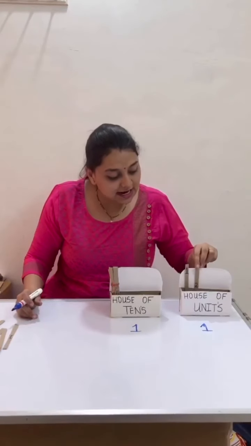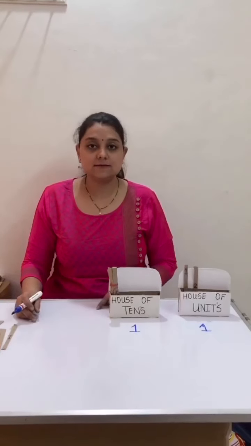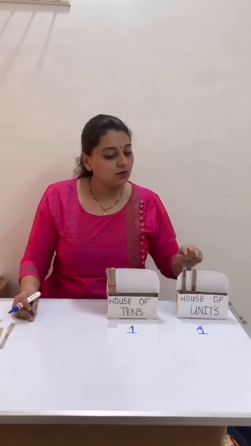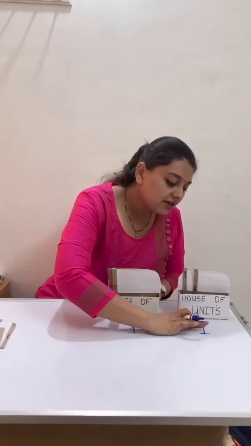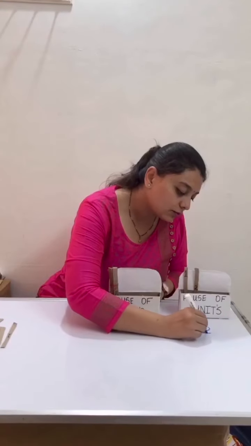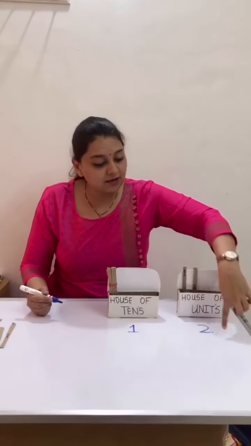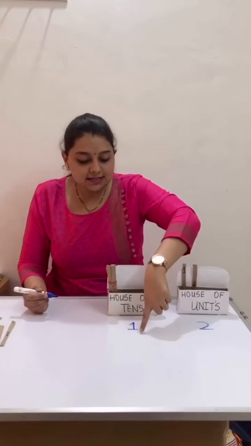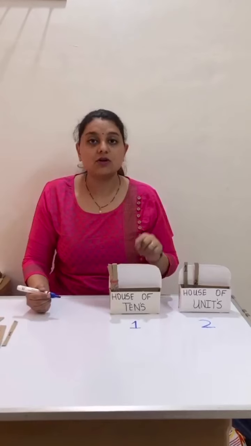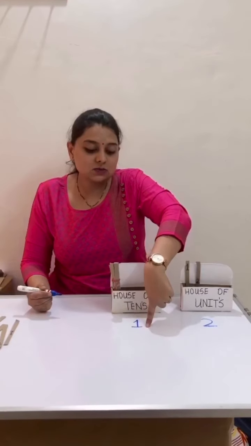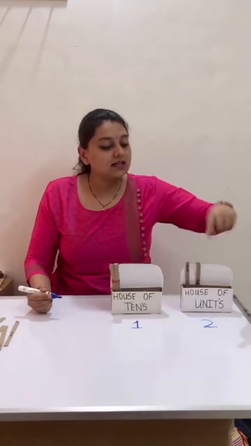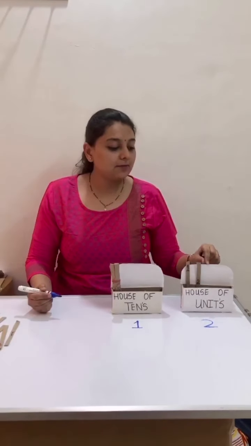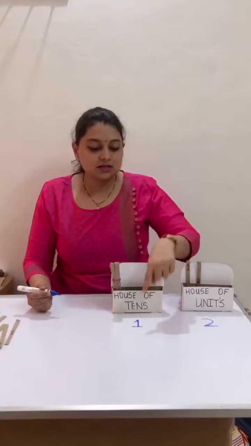In the same way, if I make the number 2 stand in the house of units, how many numbers are staying in the house of units now? 1, 2. So I will write number 2. Now just read the number and tell me which number is made. 1, 2, 12. This number 1 is standing in the house of tens. That means this one is standing in the tens place. This number 2 is standing in the place of units. So this number 12 is made like this.